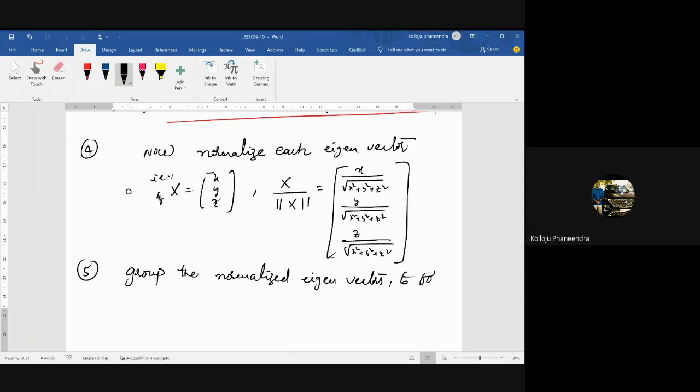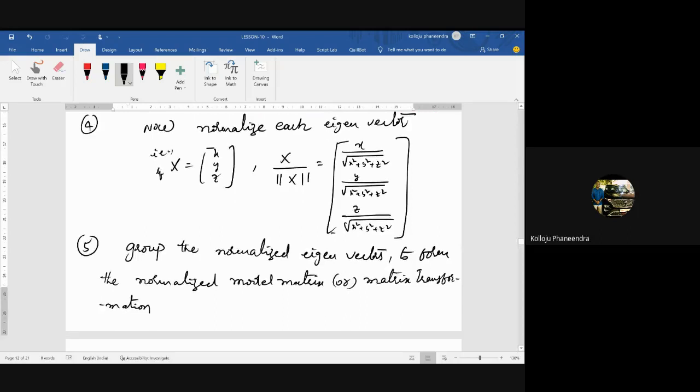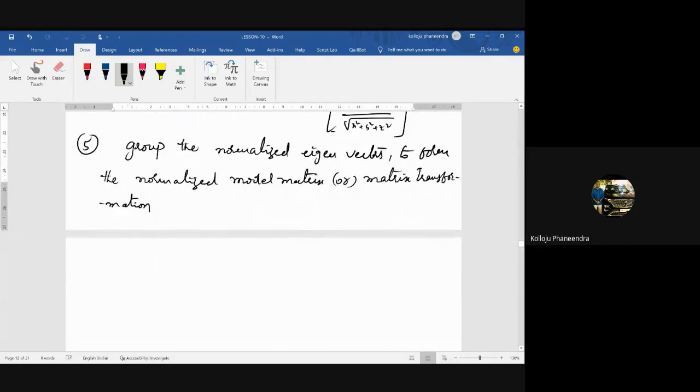To form the normalized model matrix, also called the matrix transformation: group the normalized eigenvectors to form the normalized modal matrix transformation P. That is, P is what?